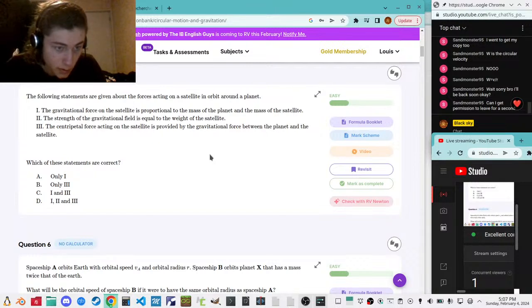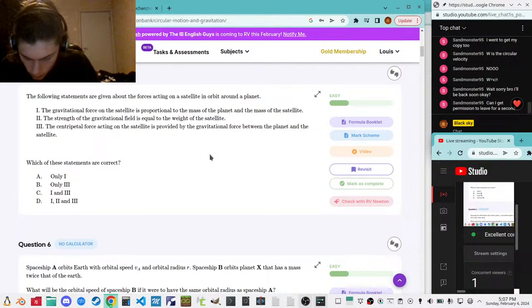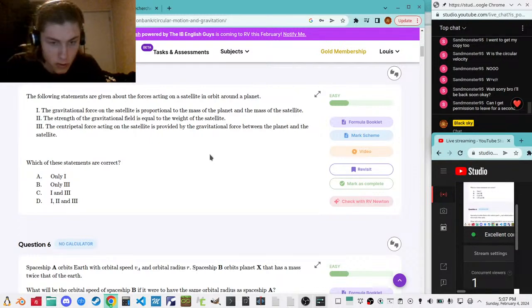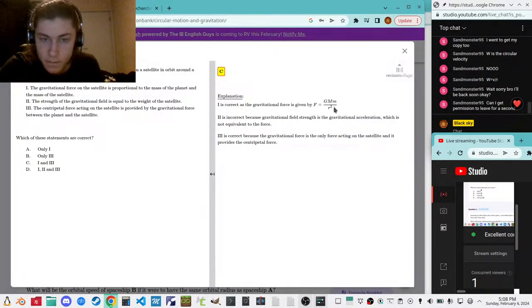I really don't remember this. Oh, I think it's this equation. Oh yeah, that's centripetal force, it's mv squared divided by r. So let's say 2 is wrong and 1 is correct. So that leaves us with either this or this. Centripetal force acting on the satellite is provided by the gravitational force between the planet and the satellite. Yeah, okay, let's go with C.